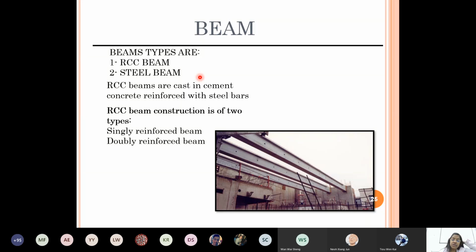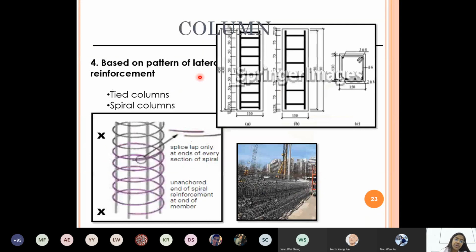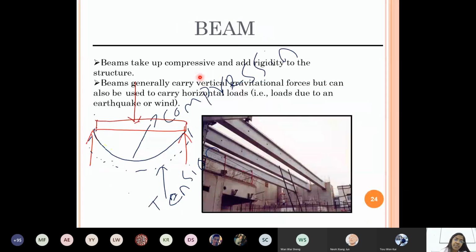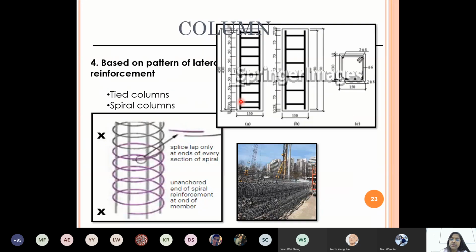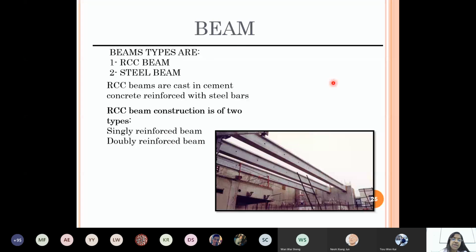Now, coming to the types of beam. Number one is type of loading. Number two, types of reinforcement. It may be an RCC beam or it may be a steel beam. RCC beams are cast in cement concrete reinforced with steel bars. Just now we saw the reinforcements. All these things are RCC beams because reinforcement is there.